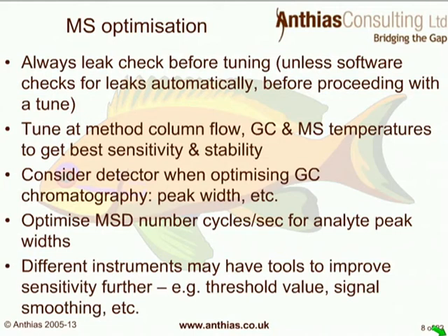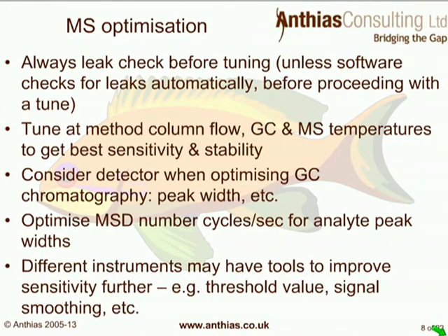We should also consider the detector when optimizing the GC chromatography, say, for example, peak width. As talked about in the last presentation, we don't want to be getting lovely, very, very narrow peaks out of the GC, which will give us good signal to noise, but if our mass spectrometer cannot acquire the data fast enough, we'll then get too few data points across the peak, which means that our quantitation or our qualitative analysis would then be reduced because we don't have such a good quality of data.